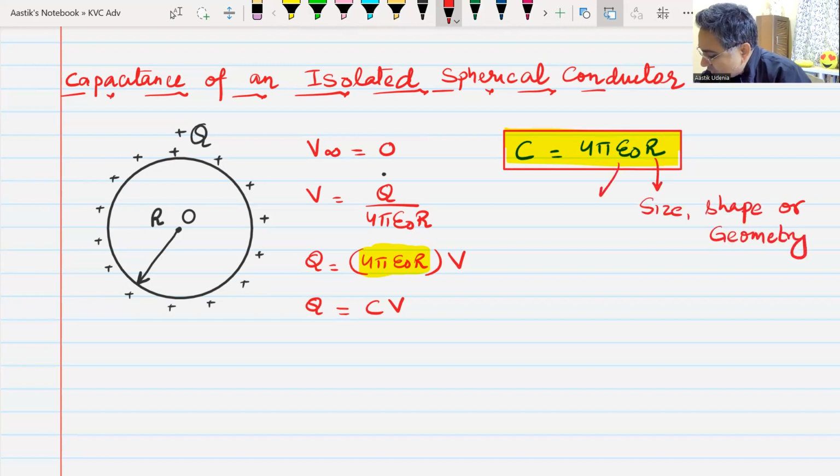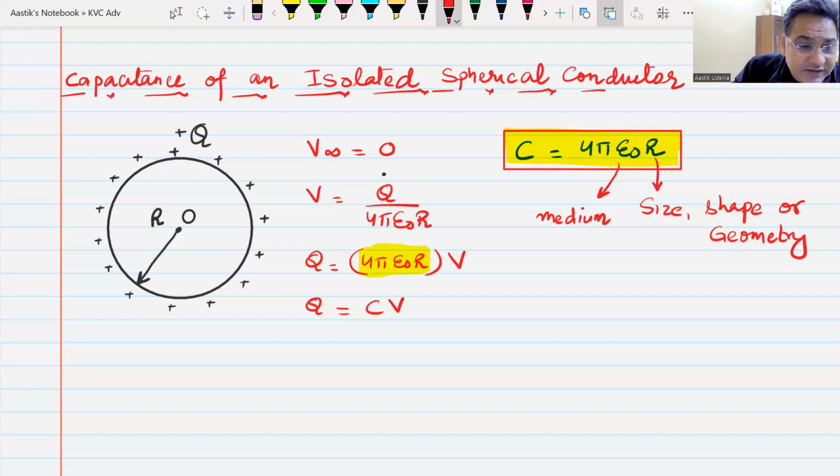And this epsilon naught comes because of the medium. So you can see the capacitance of this isolated sphere or isolated spherical conductor depends on the medium. It depends on the size, shape, or geometry. It also depends on whether other conductors are present or not. We will see that in the lecture forward. This is the capacitance of an isolated spherical conductor. Do we understand this? Yes or no?